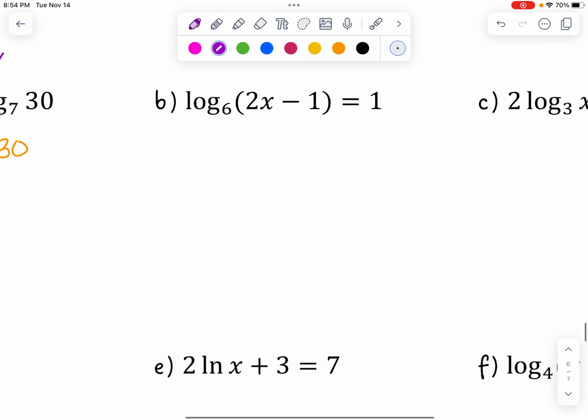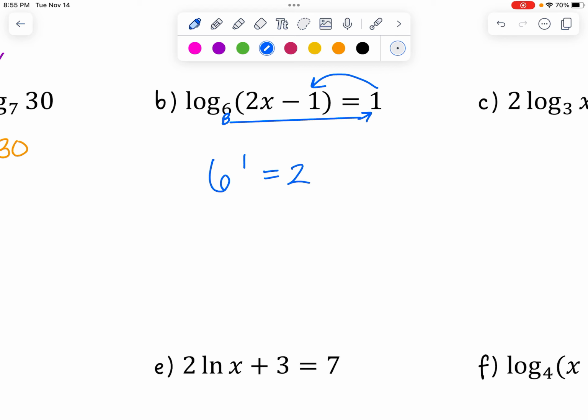All right, let's try B. In question B, I only have one log on one side. So there's no condensing, and I can't drop the logs. So this is an example where we have to switch to exponential form. I'm going to start with the base of the log because that becomes the base of the exponential. Base 6 to the power of 1 is equal to 2x minus 1.